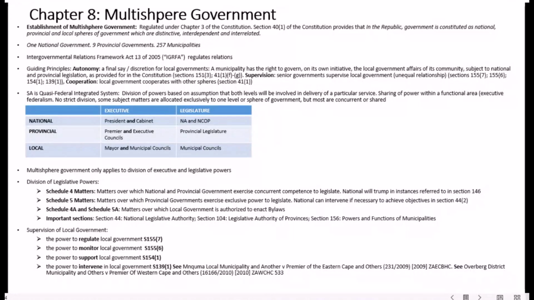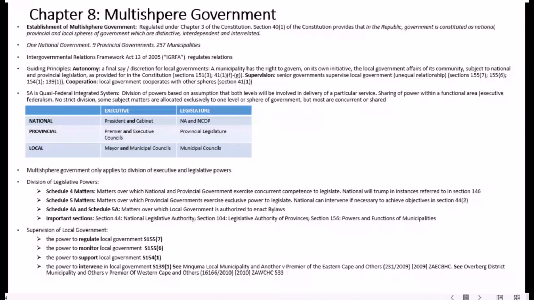And then here we just have a little table showing you the different levels of government and what is contained under executive and legislature there. Colleagues, very important to note, you won't see the judiciary here. So as I said before, the judiciary isn't divided in terms of the spheres of government. It is just independent on its own, basically exercising its functions impartially for all levels of government. There's no division of the judiciary into separate levels of government. So multi-sphere government only applies to division of executive and legislative powers.